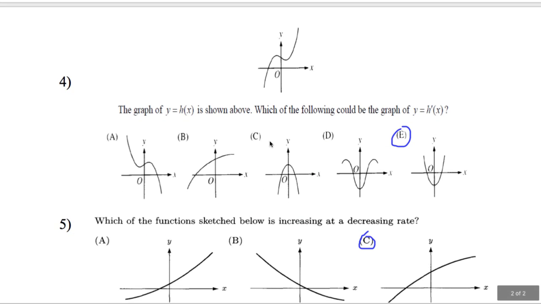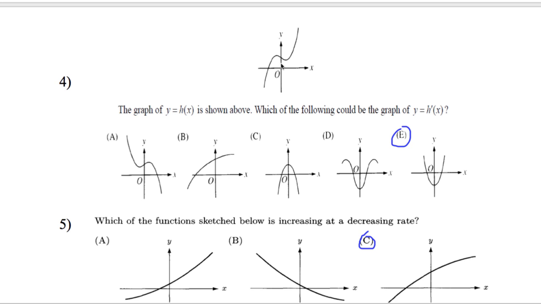Number 4. Which of the following could be the graph of h prime if that's the graph of h? So now we're taking the derivative of this. So notice that if I'm taking the derivative, h prime, let's look at h prime on the graph of h. So question is now, what is h prime on the graph of h? Is it height, slope, or concavity? You should have said it's slope.